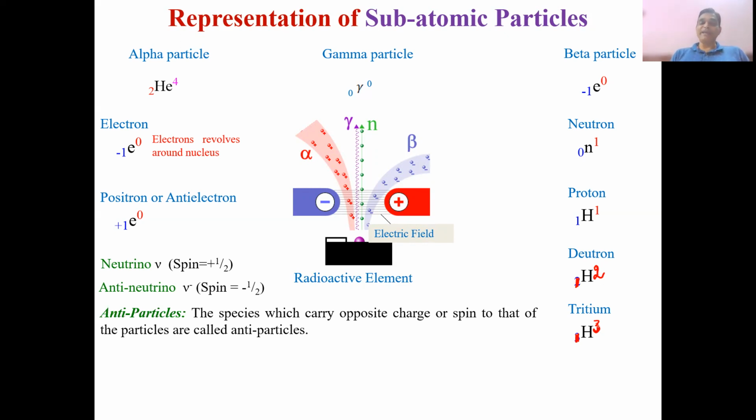So how can we define the antiparticles? The species which carry opposite charge or spin to that of the particle are called the antiparticles, like the positron or the antiparticle of electron, the antineutrino or the antiparticle of neutrino. The positron and electron differ from each other in the charge, while the neutrino and antineutrino differ from each other in the spin.